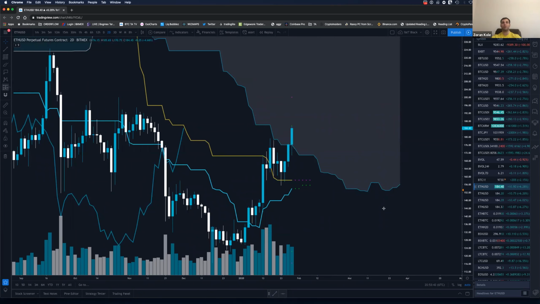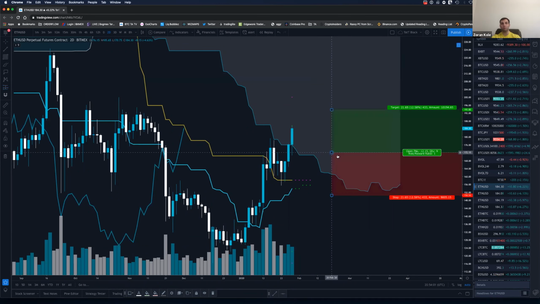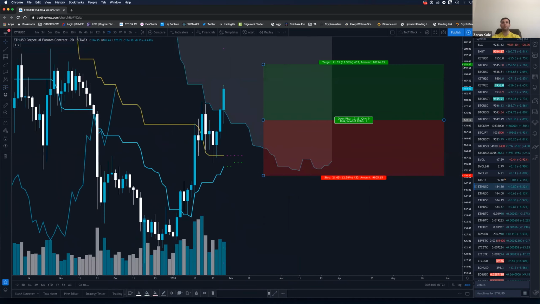Now, for me personally, I like to look at flat areas of the cloud. So just the first thing that comes to mind is this 170 area that we just SR flipped, right? So we SR flipped it and broke out from it. Now, what we'd like to see when we come back down is that 170 area to still hold the support. So let's just call it 171, 172, just for clarity's sake.